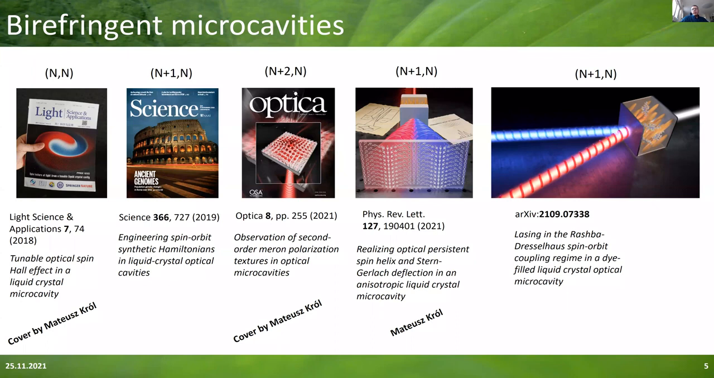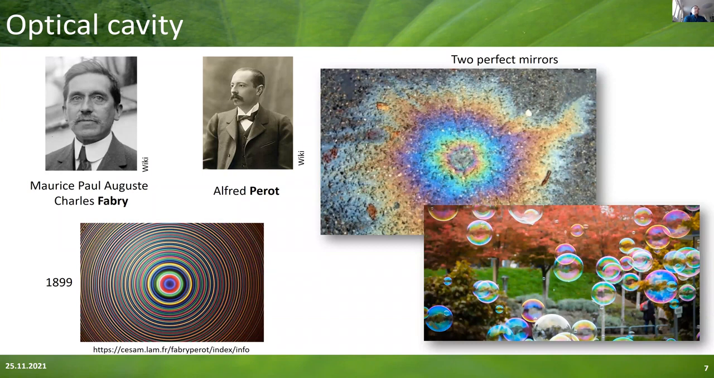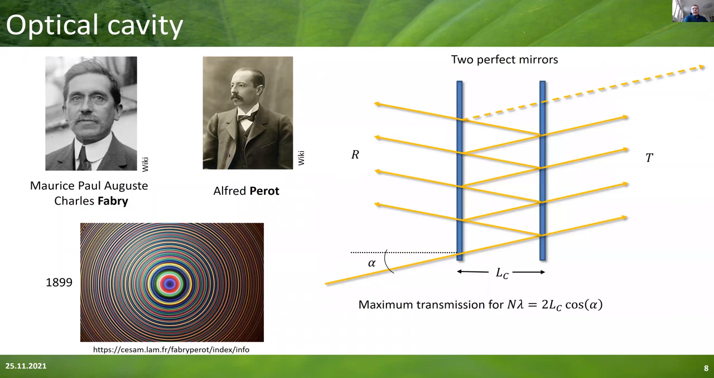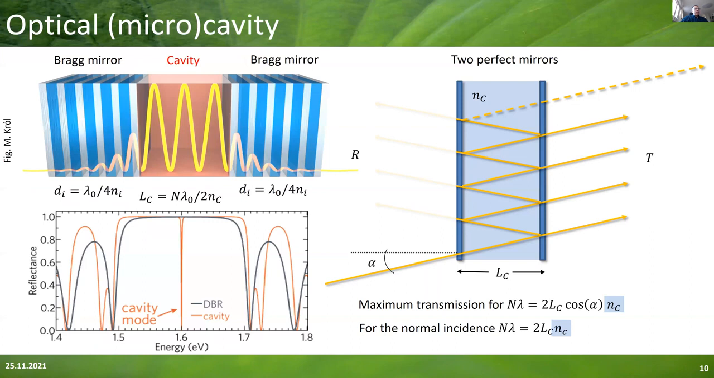Okay, so let me start with the optical cavity. Actually, we are dealing with the basically Fabry-Perot resonator. This is the optical cavity made of two parallel surfaces. Fabry and Perot explained the color of soap bubbles, for instance, as the multiple reflection of light inside this tiny cavity, where the length of this cavity is of the order of the optical path, and the optical path is defined by the thickness and also by the refractive index. And in our research, we decided to tune the optical modes not by changing the thickness, as was typically done in this field of microcavities, but by tuning the refractive index.